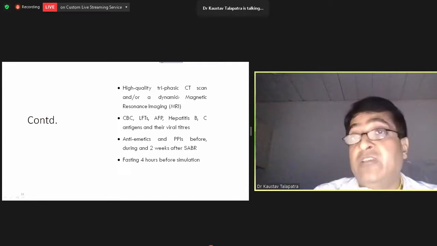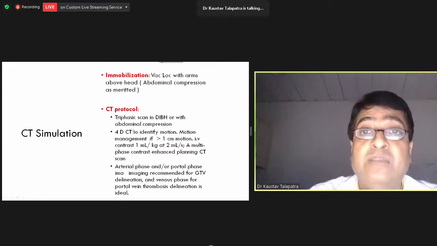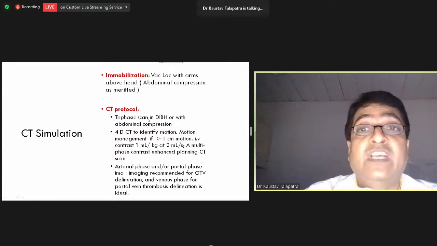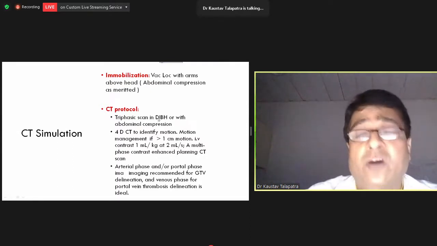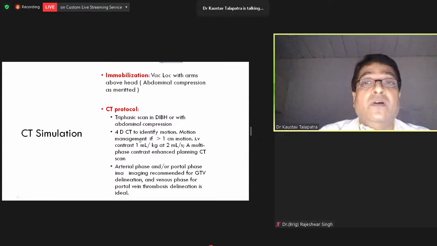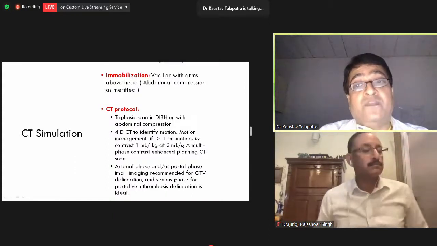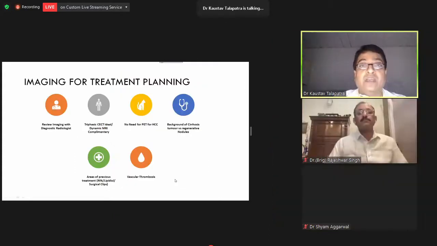A high quality triphasic scan, that is important. How do we contour? What is the CT scan protocol for SBRT? A triphasic scan with some form of respiratory motion management system, which we'll be talking about. A 4D CT, good contrast; arterial phase, portal phase, and venous phase have to be documented.